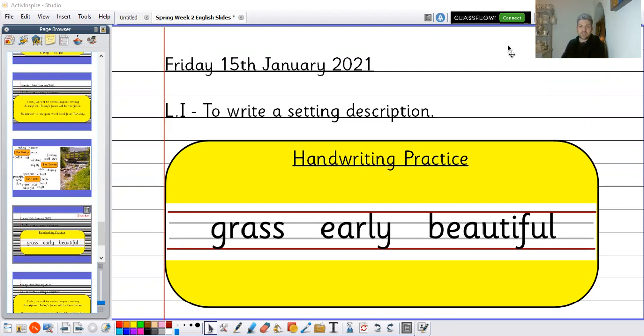To start us off today, I have got just a little bit of handwriting practice up on the board for you. These are three of the words that we were practicing in our spelling yesterday. They should all be familiar to you. As you can see, I have put the guidelines on there just to show you which of those letters should be ascenders, which should be descenders. And these grey lines show that each of these letters need to be the same height. So you've got grass, early, and beautiful.